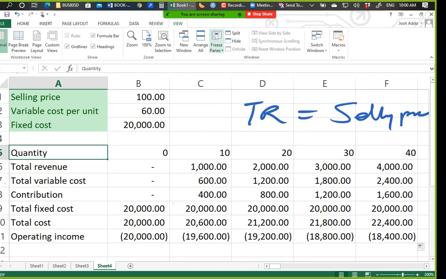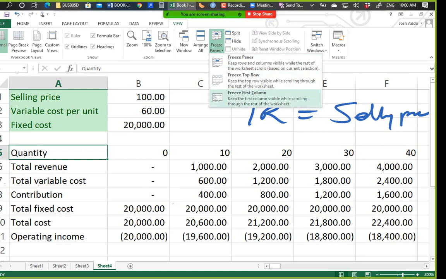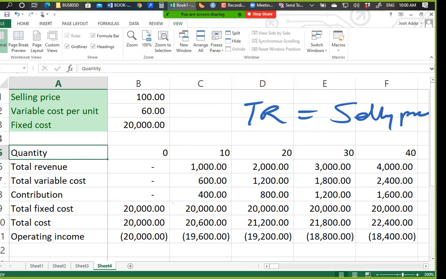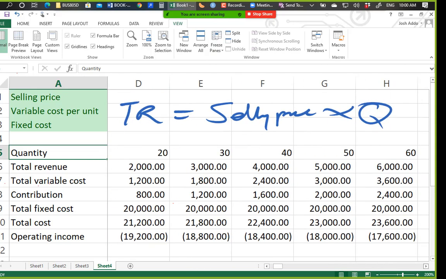This is not what I wanted to do. I want to freeze the column. So freeze first column, okay? So that we can see the labels as I drag. So at the various quantities, quantity 20, 30, and so on, you see all the figures. You see total revenue, total variable cost, contribution.